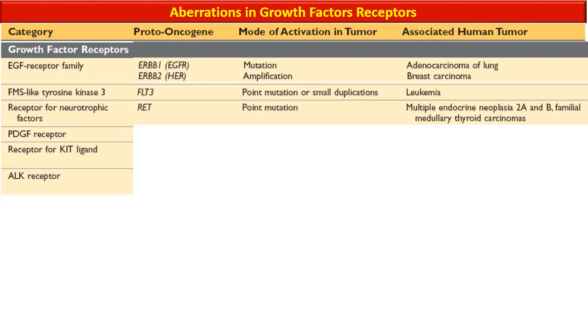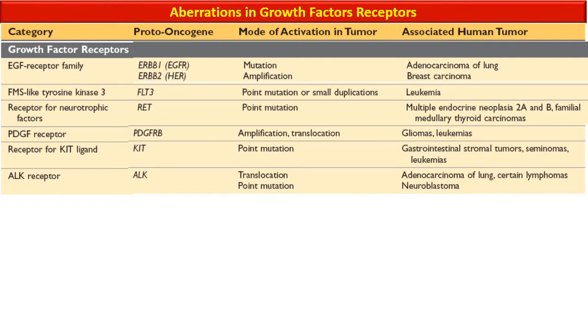The FLT3 point mutation or small duplications are seen in leukemias, while point mutation in the RET gene that encodes the receptor for neurotrophic factor will result in multiple endocrine neoplasia 2A and B and familial medullary thyroid carcinoma. The platelet derived growth factor receptor B amplification and translocation will result in glioma and leukemias.